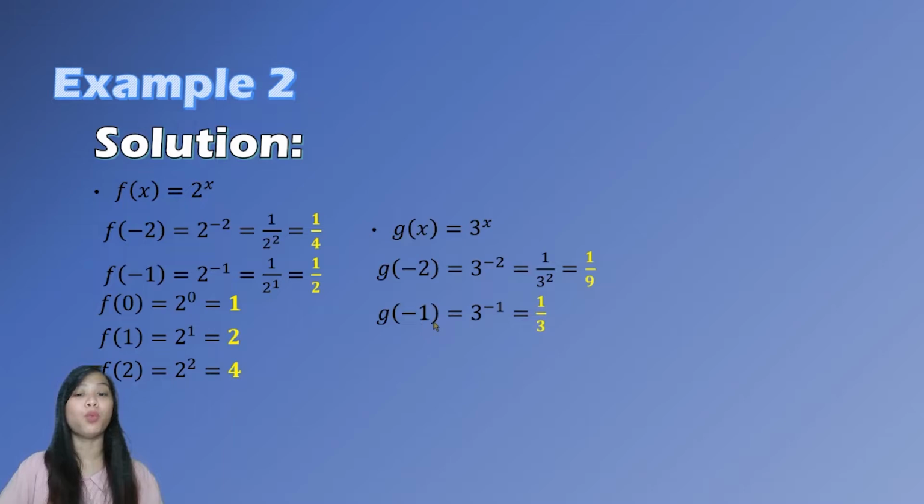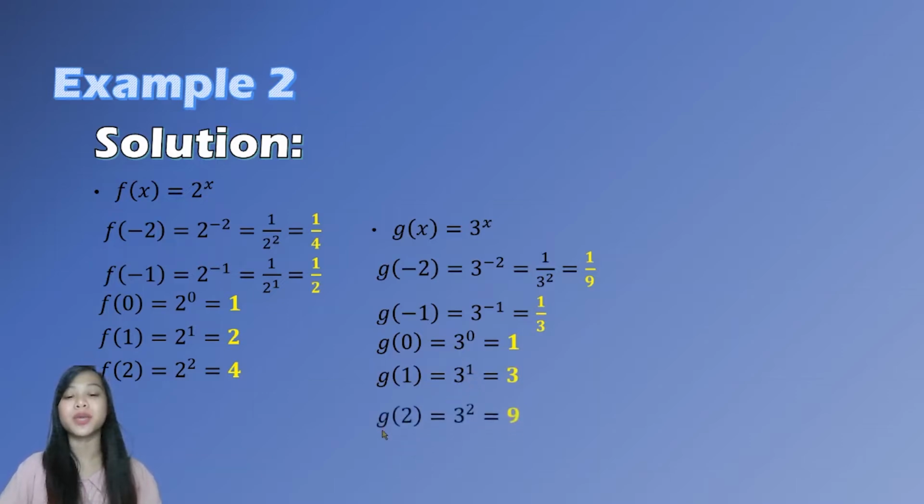So g of negative 1 equals 3 raised to negative 1. So this is equal to 1 over 3, or 1/3. g of 0 equals 3 raised to 0, that is equal to 1. So let's have g of positive 1. We have 3 raised to 1, so it's equal to 3. And last, we have g of 2, that is equal to 3 raised to 2, which equals positive 9. Again, 3 times 3 is positive 9.